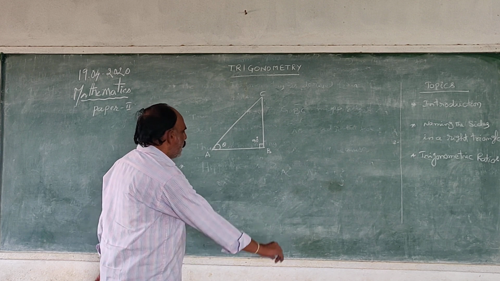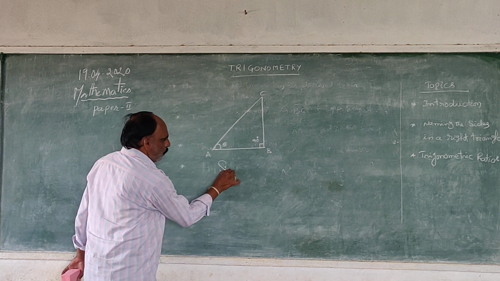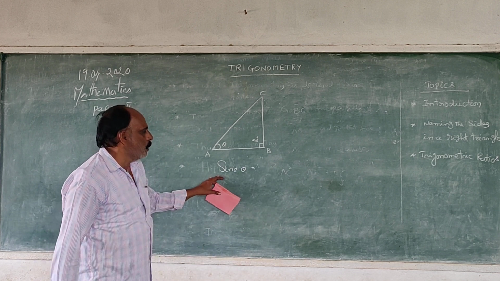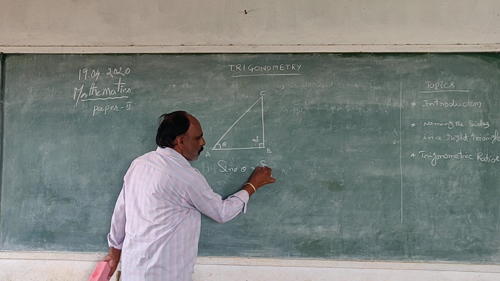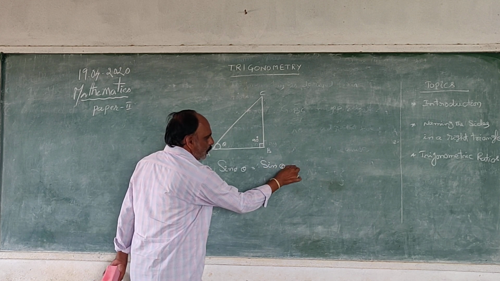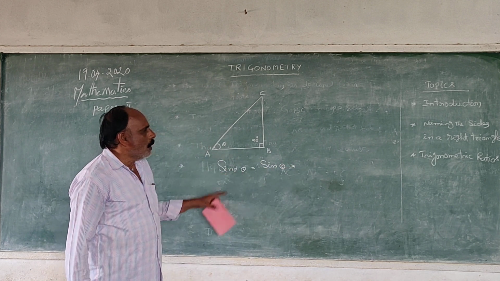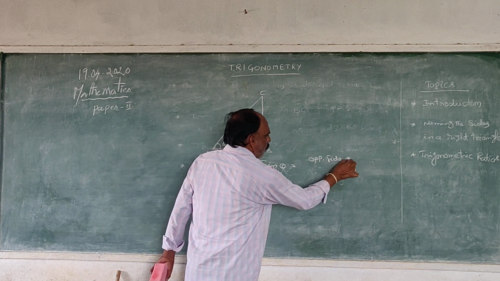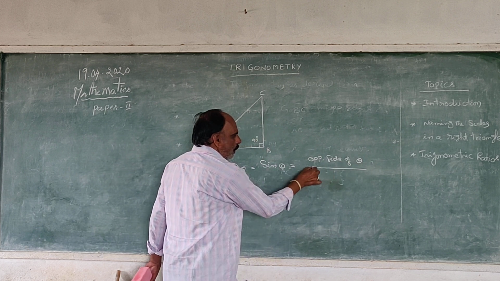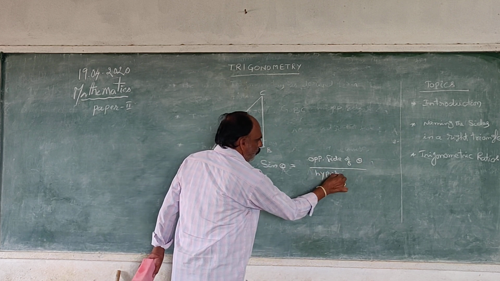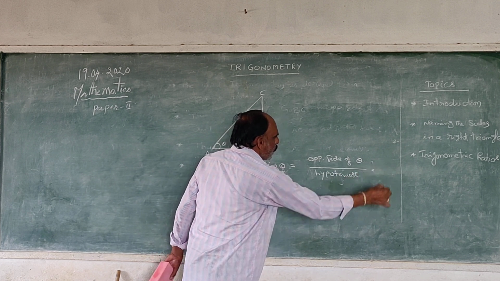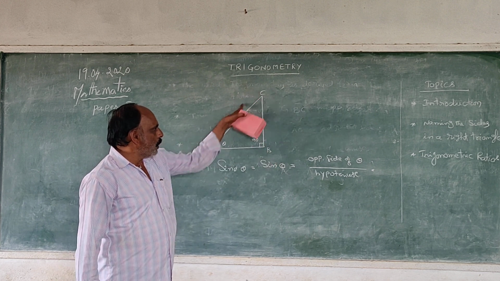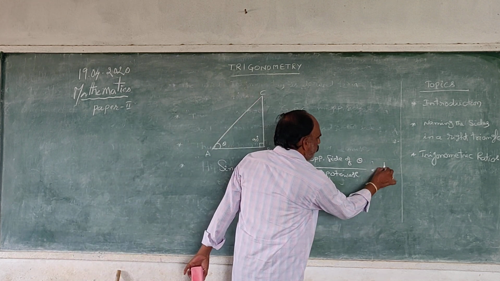First one, sin theta. The full form is sine, for acute angle theta. So sin theta is briefly written sin theta, and sin theta is equal to the opposite side of theta by hypotenuse. That is, the opposite side of theta is BC and the hypotenuse is AC, so it is BC by AC.